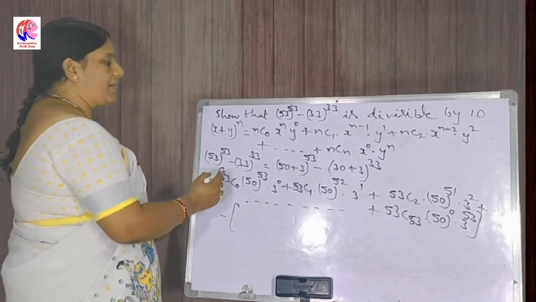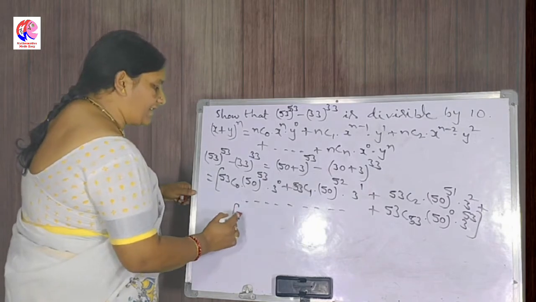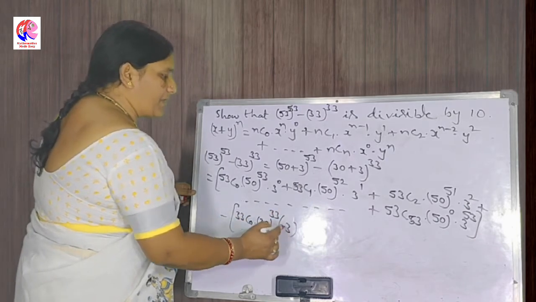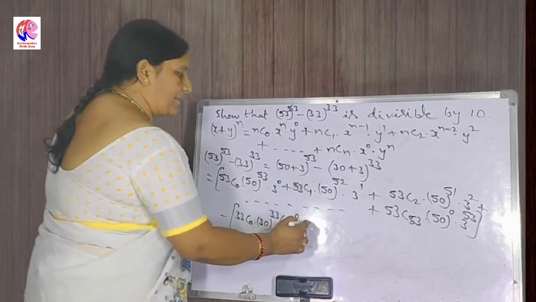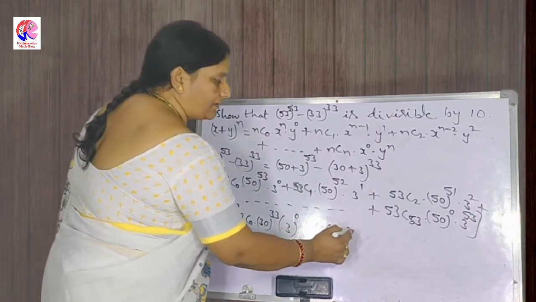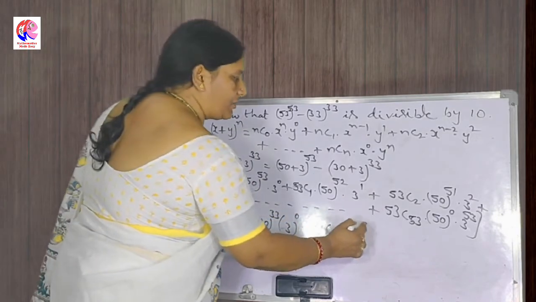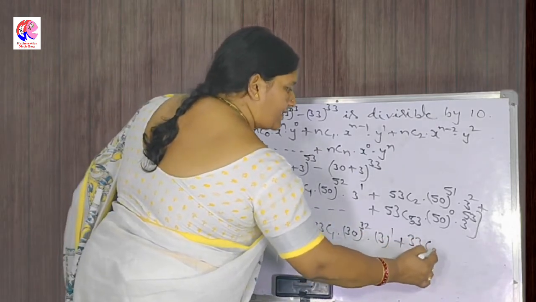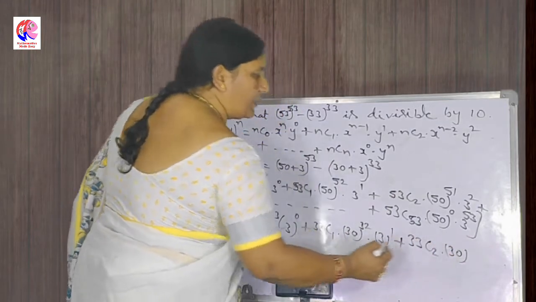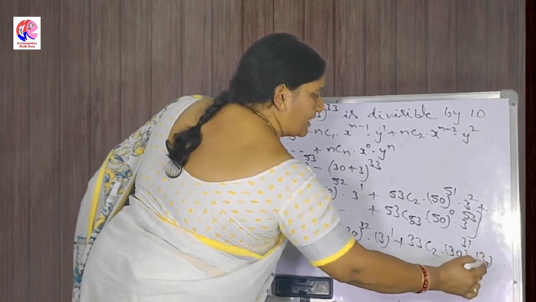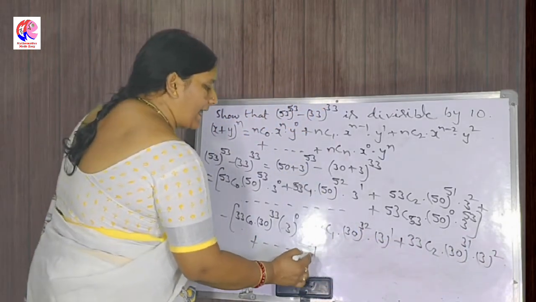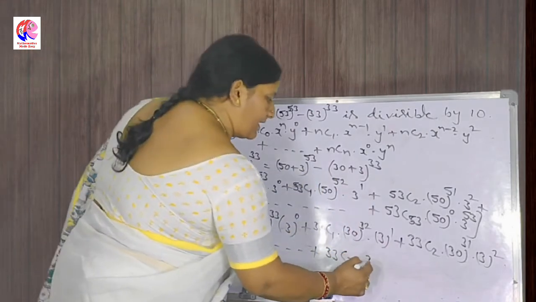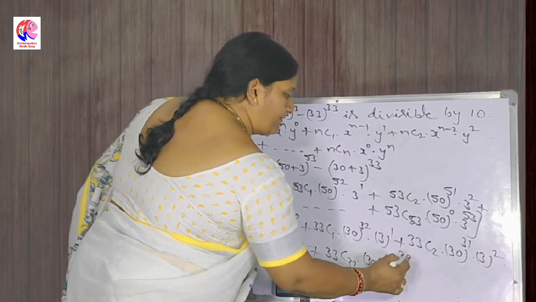Minus the second binomial: 33C0 into 30 to the power of 33 into 3 to the power of 0, plus second term 33C1 into 30 to the power of 32 into 3 to the power of 1, plus 33C2 into 30 to the power of 31 into 3 to the power of 2 plus so on. Last term is 33C33 into 30 to the power of 0 into 3 to the power of 33.